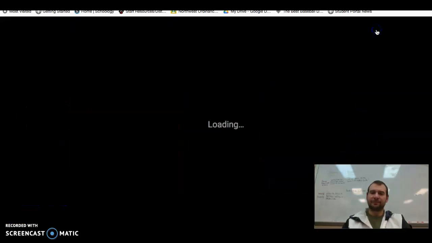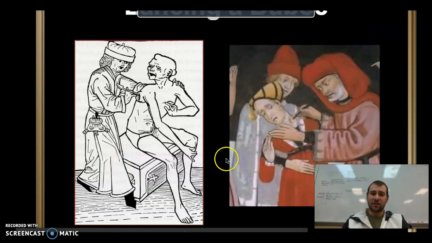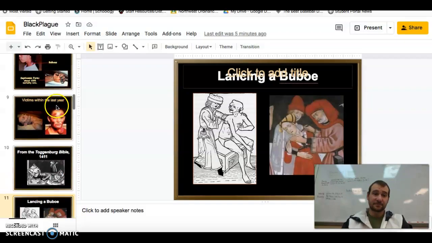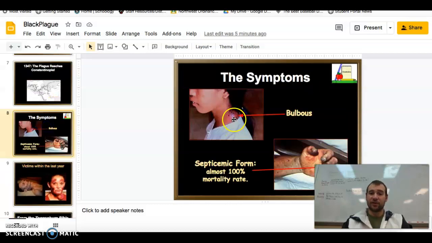We'll skip ahead to this one. One thing doctors tried to do to save you is they would lance your bubo. By lancing, I just mean they're cutting open that giant bump. So, for example, they would try to cut this.